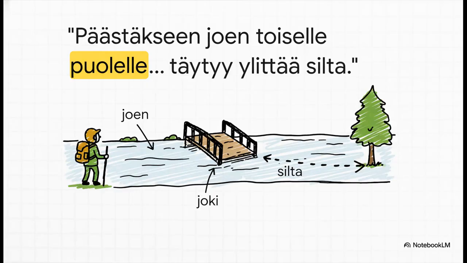So now our journey takes us to a river, a joki, and a bridge, a silta. And look at how the logic is just built right into the sentence structure. "To get river of other side to." Even possession of the river is just another attachment. The logic is always right there on the surface.